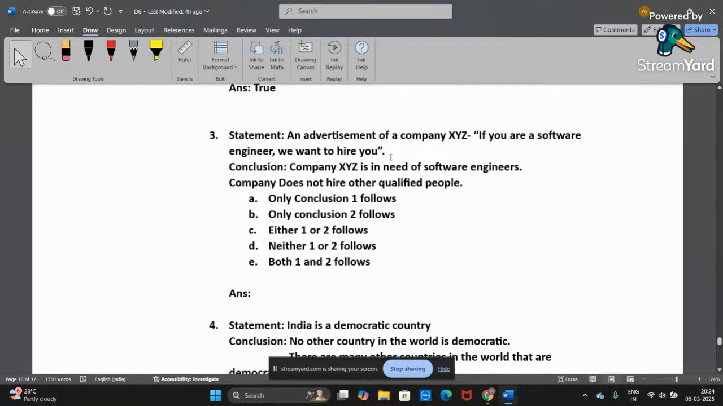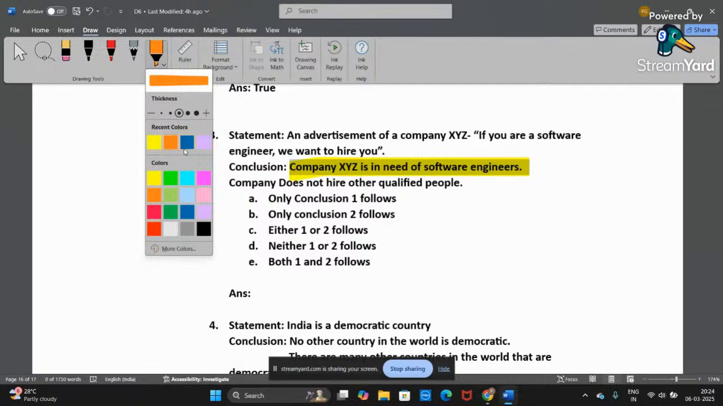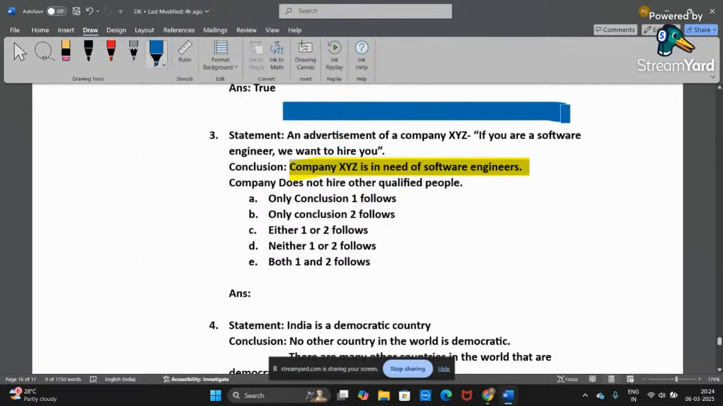Let's find out. An advertisement says, if you are a software engineer, we want to hire you. In the first conclusion, they're telling that there is a need of software engineers. This is satisfying, right? This is correct. But nowhere do they mention that we are not taking any other qualified people. They have not mentioned that, right? So the second conclusion is wrong. So the answer is only conclusion one follows. One follows. So answer is A.